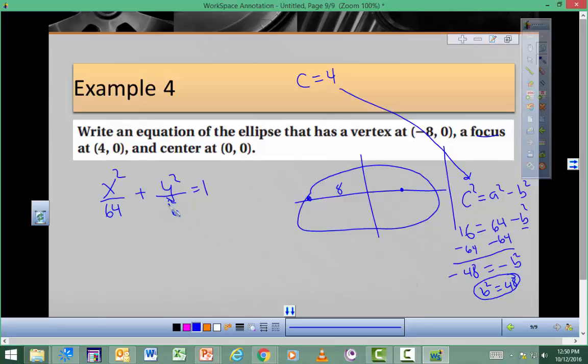So now you know what goes here, right? The number that goes down here is simply 48. And now you've got that equation.